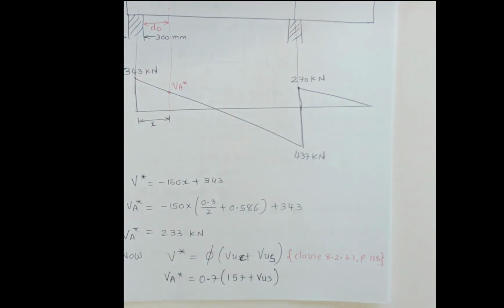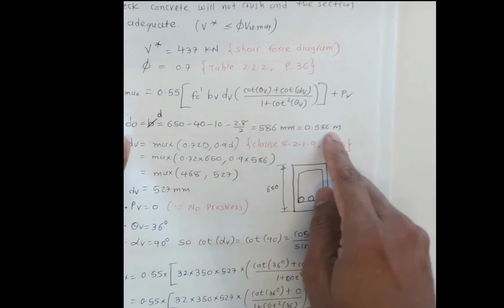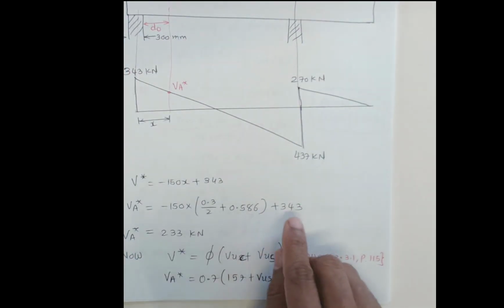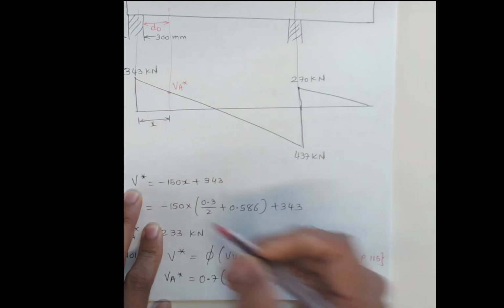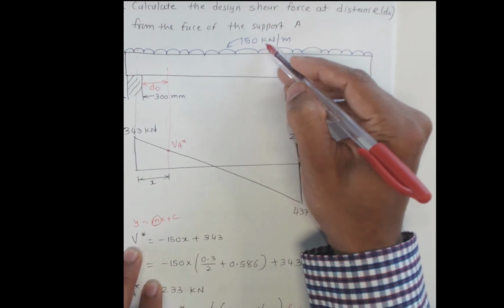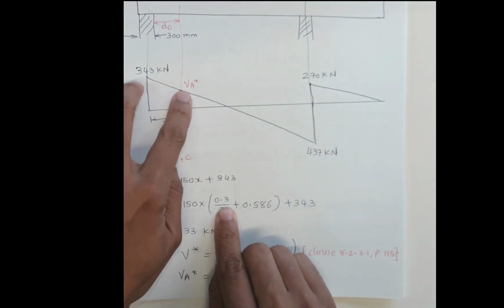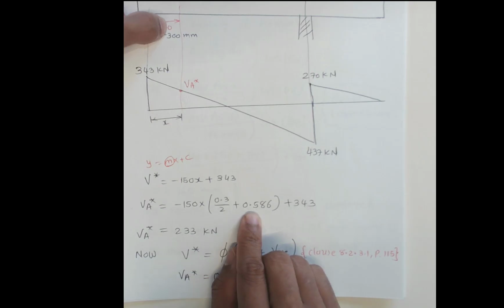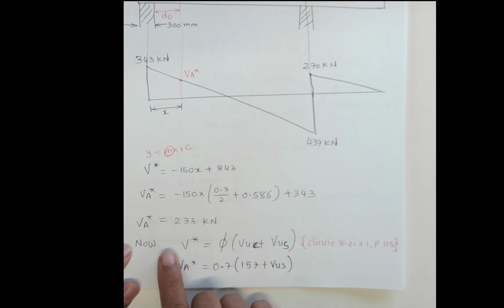We calculated the d0 value in the previous video. In the last steps, d0 is 0.586 meters. So this is 0.586 meters plus 340. So this line is y equals mx plus c. M is the slope, because we have this loading of 150 going downwards, so it's negative 150 times this distance x, which is 0.15 plus d0, plus 343 as the intercept, which gives us 233 kilonewtons. That is your V star.